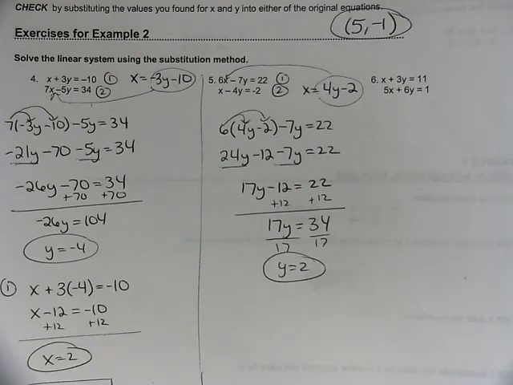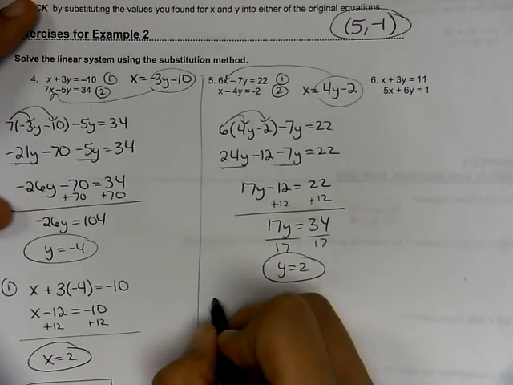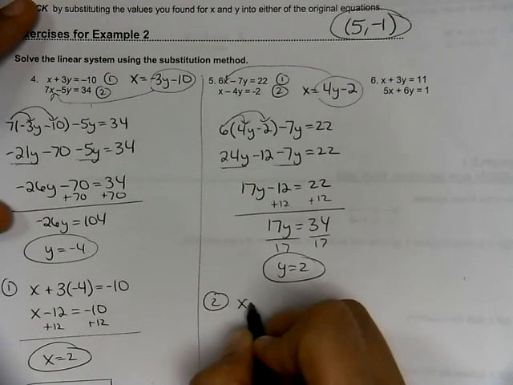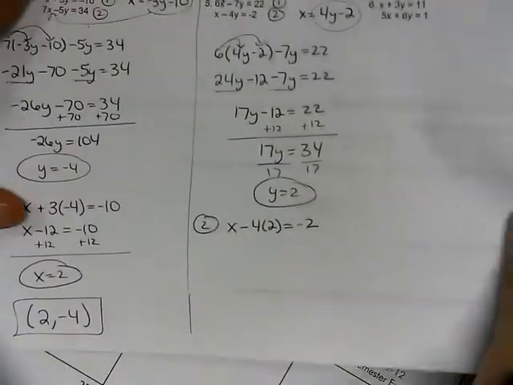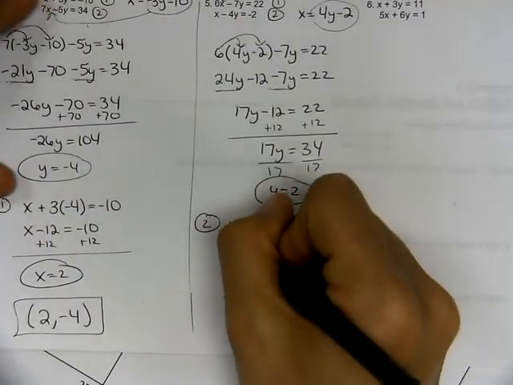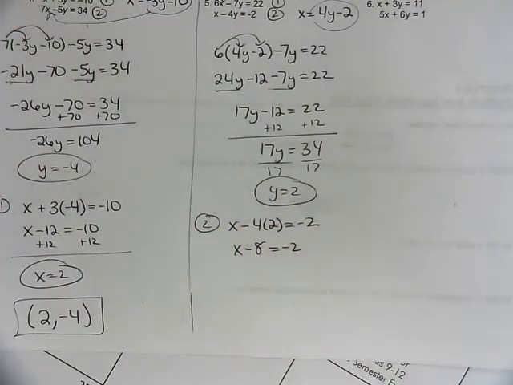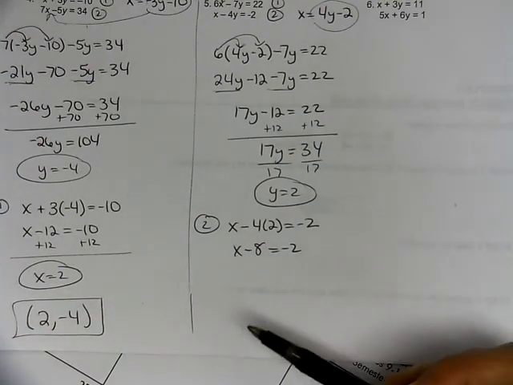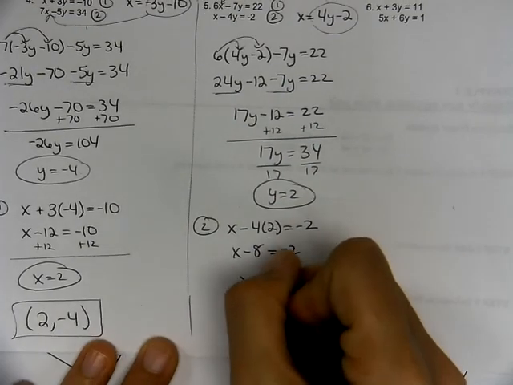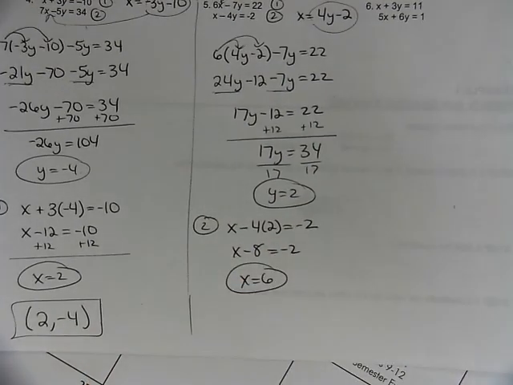Now, do you want to plug that back into equation 1 or equation 2? 2, I agree. X minus 4 times 2 equals negative 2. So x minus 8 equals negative 2. Notice we're picking the ones that have a variable by itself. Just one less step. So x equals 6. Okay, does that make sense? Everybody get questions?